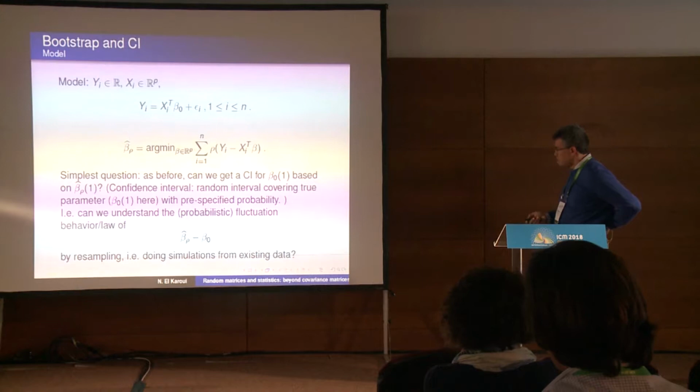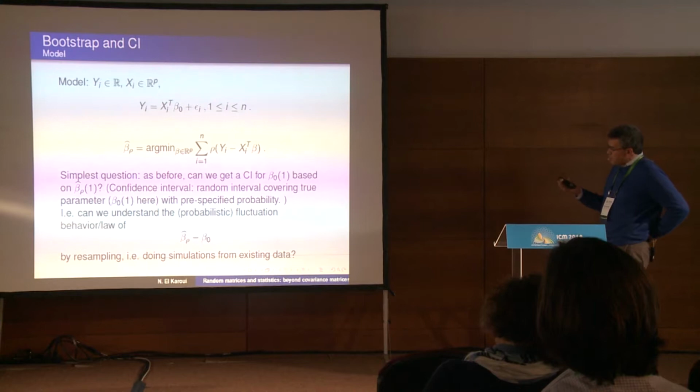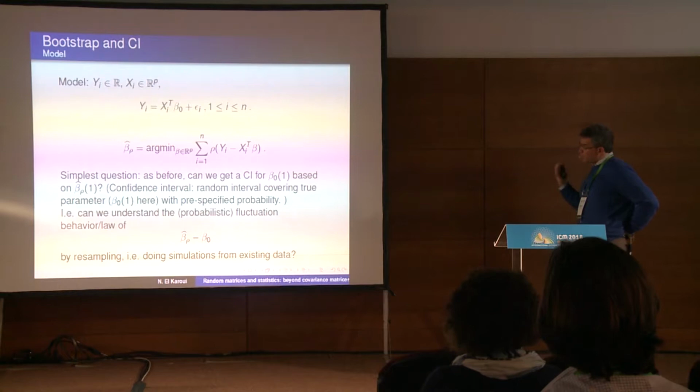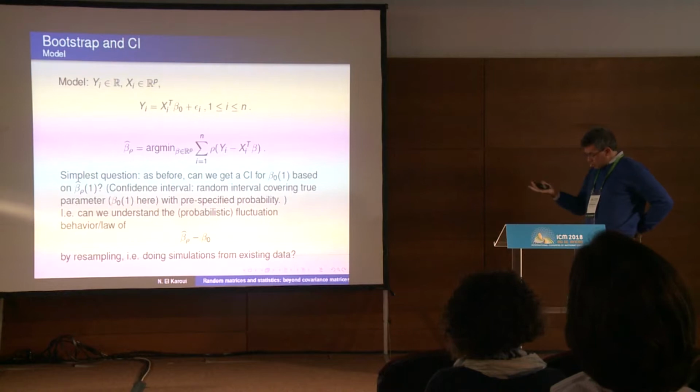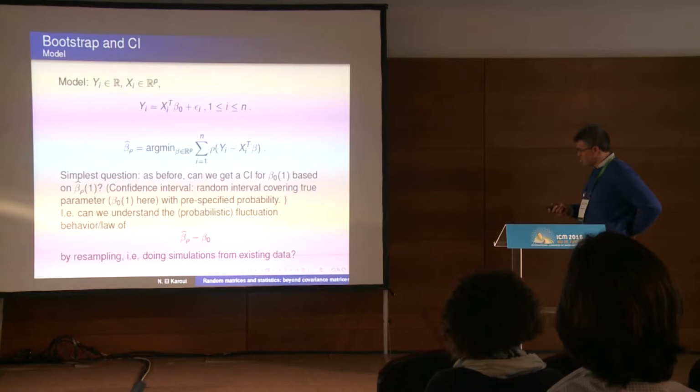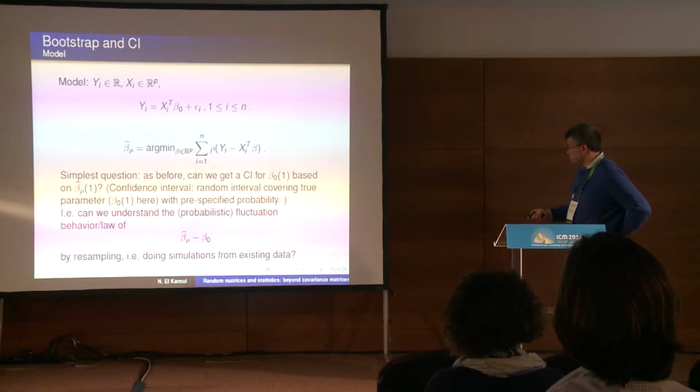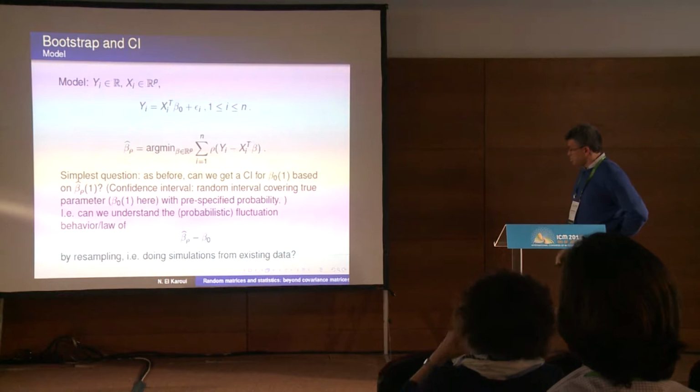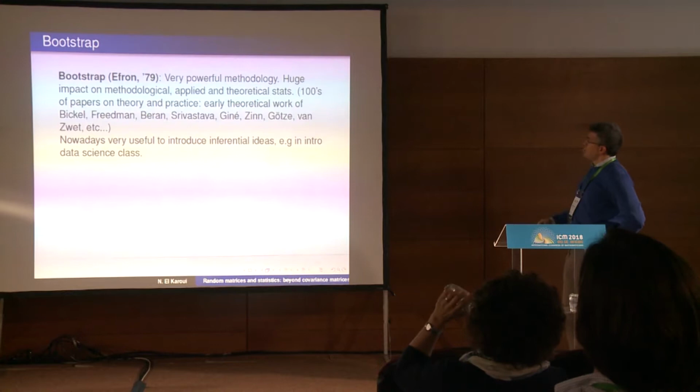But now what is done is basically this is done by resampling, so by doing simulations from the existing data. And so the whole objective of this, and to a certain extent its beauty, is that you totally bypass theory. You just do a bunch of numerical work. You don't need to understand anything about designs, and it should give you the law of that. Okay? Which is, of course, what the first part of the talk was about doing, but by pen and paper methods.